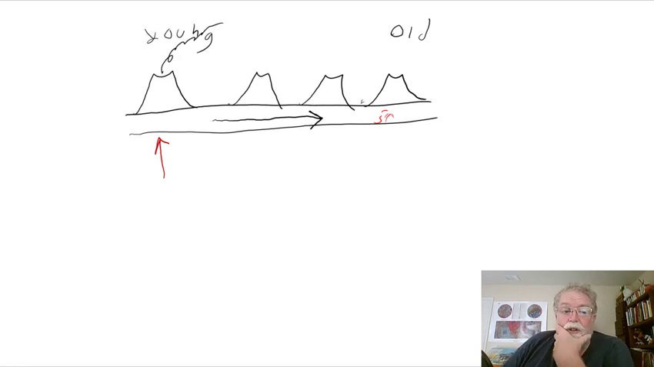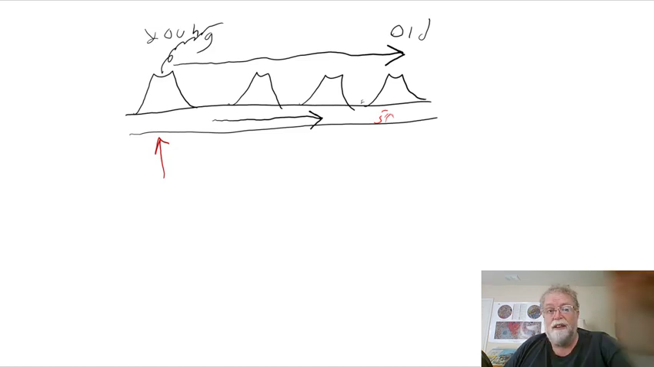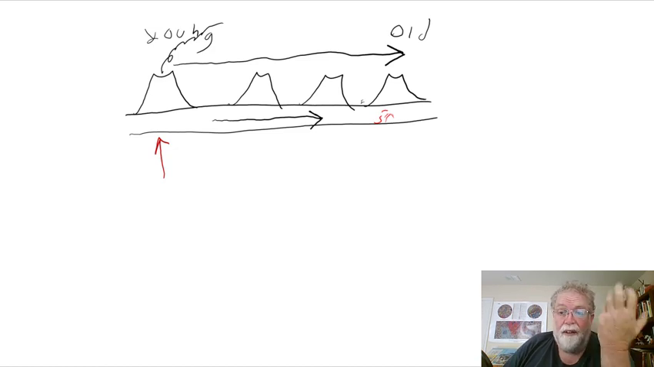And so if I draw an arrow from the younger volcano or igneous rock to the older volcano or igneous rock, so from young to old, notice it's the same direction the plate's moving, right? And so with these hot spots, especially the really long-lived ones, you'll have a younger active volcano on one end of your island chain, and then a string of dormant ones all the way out.